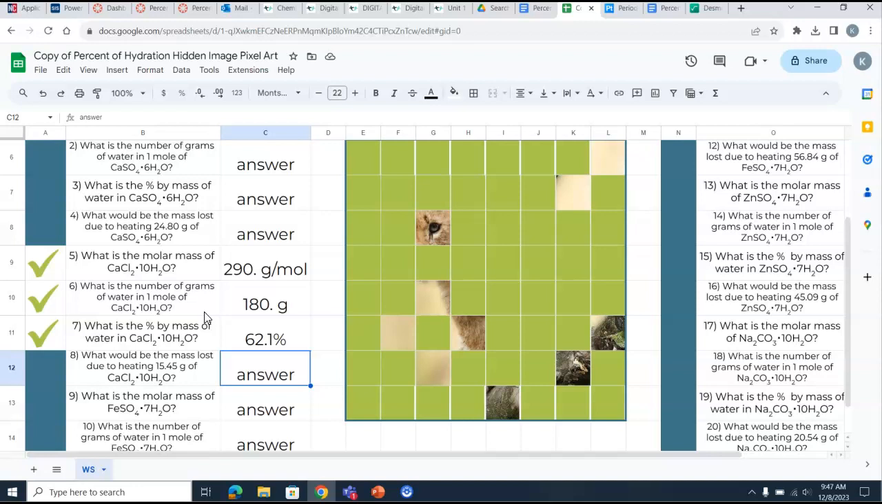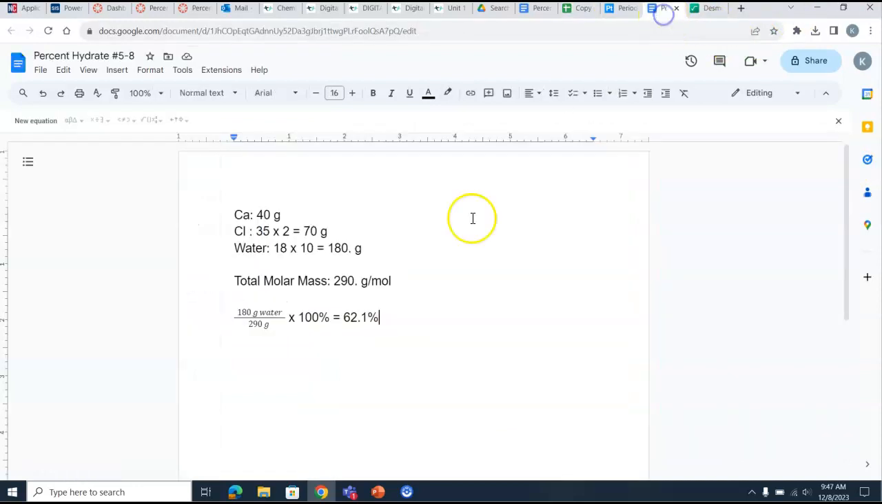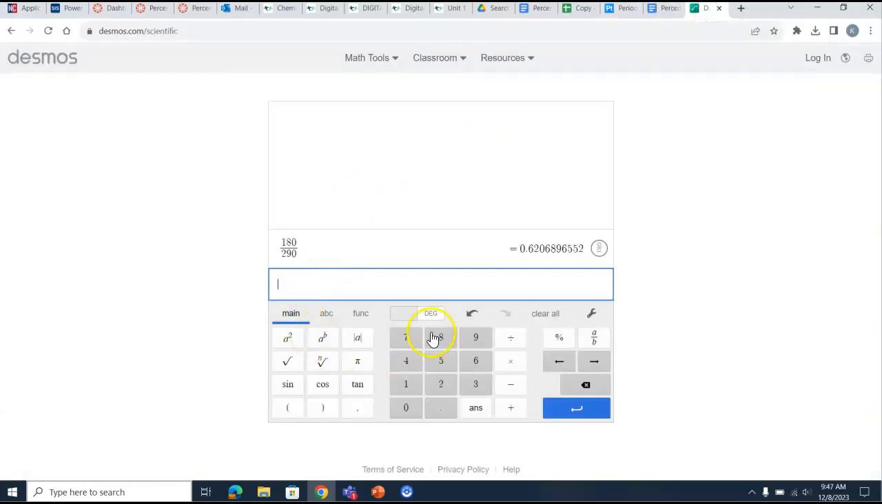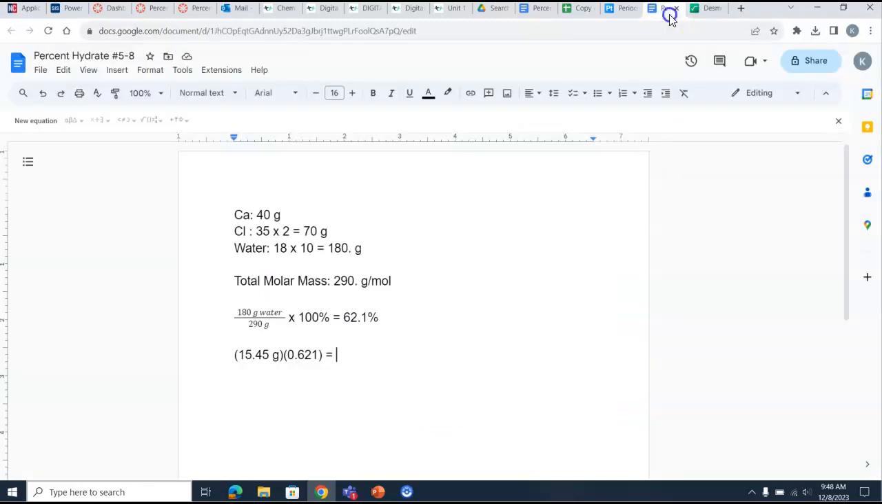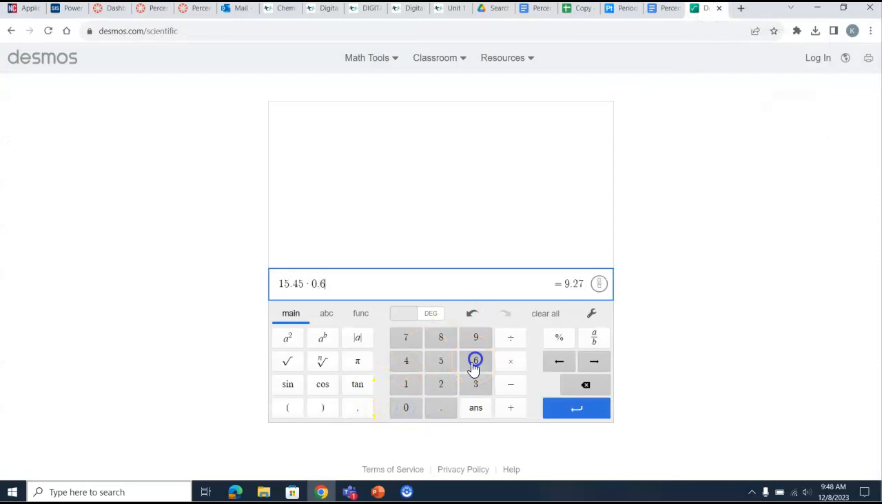So to do this, we are going to take the amount that's given to us. It's going to be 15.45 grams, and we are going to multiply that by the decimal form of our percentage of the water that we calculated, because that's how much of the water would be there, and that's how much would evaporate. So 0.621. And then if we put that into our calculator, 15.45 times 0.621. And this is just percentage math. Anytime you want to find the percent of something, you multiply it by the percentage in its decimal form. And that gives me 9.59445.